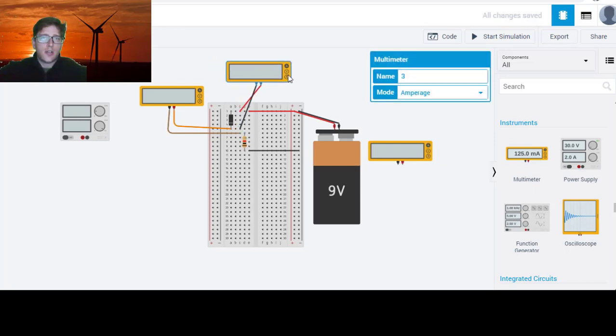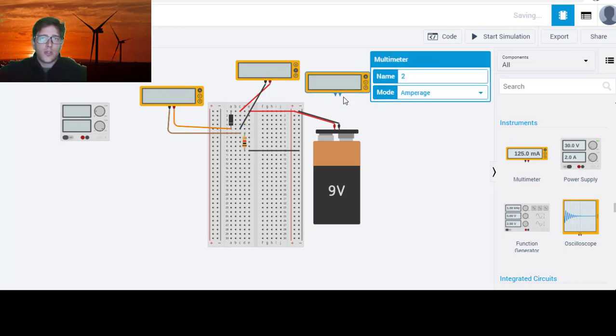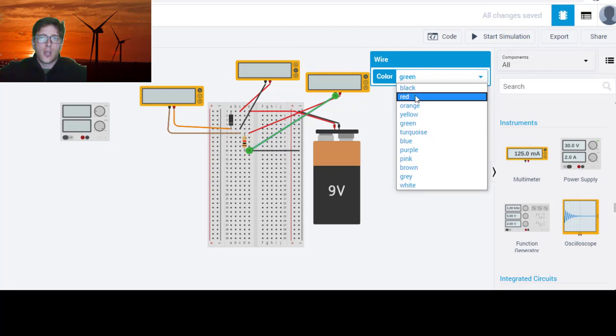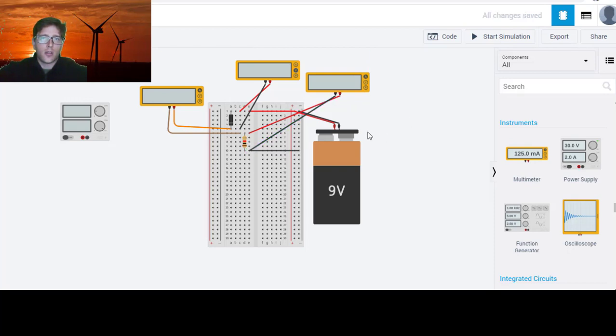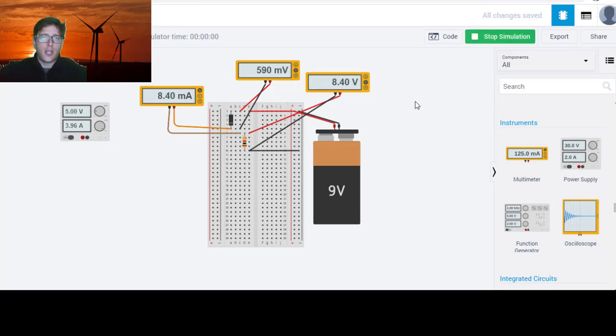Okay, so now we always measure voltage in parallel. So this is amperage, we want it to be voltage. We measure the voltage in parallel. Okay, I'm going to put this next one over here. We're going to put this one as red, and then we're going to put this one as black. There we go. Come on. Connect. Okay. So that one as black. Now, we want this one as voltage as well. Okay. So now we're just going to measure the voltage drop for each one and the current.